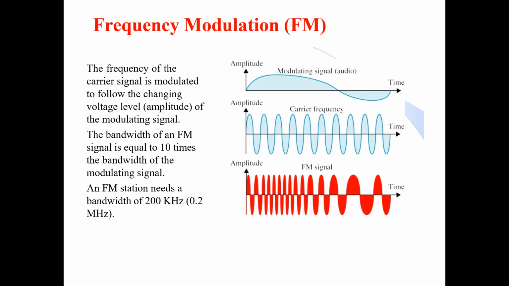Frequency modulation. We are setting our frequency in mobile also for the radio station. So frequency modulation is the encoding of information in a carrier wave by what? Varying the frequency of the wave. This is our frequency modulation technique.